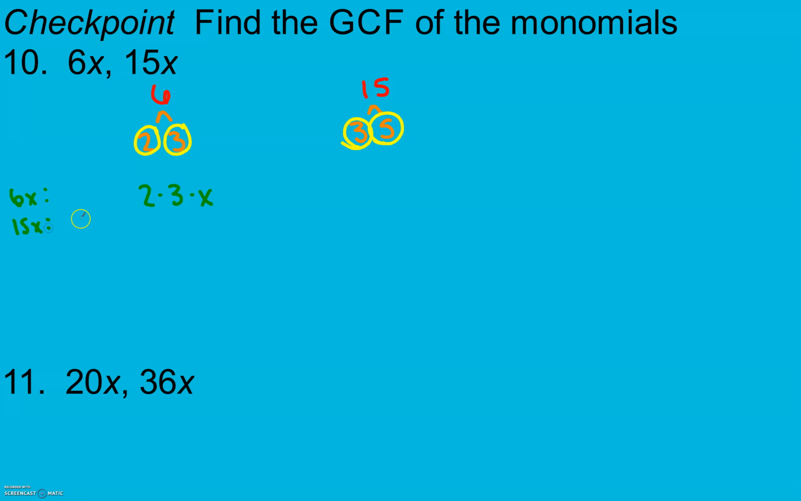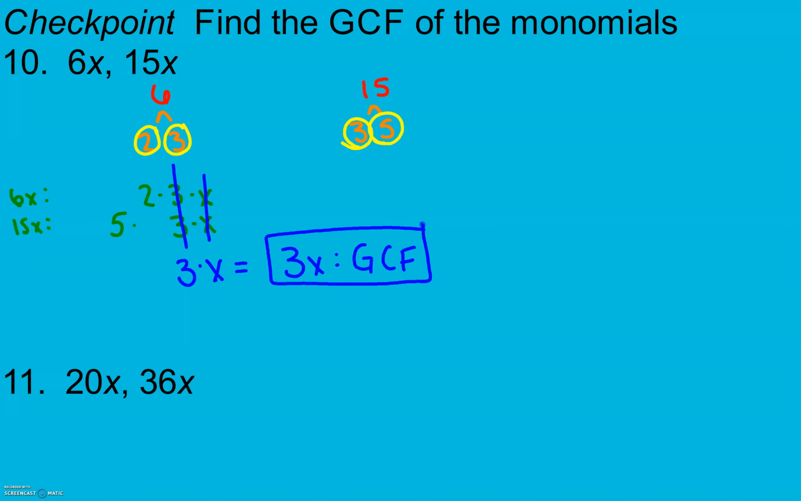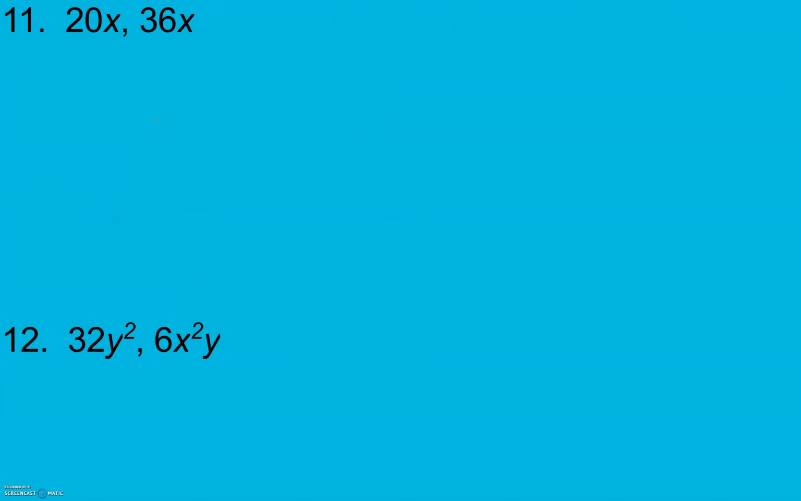15x, in factored form, I put a 3 in my 3 column, I make a column for my 5, and I put an x in the x column. So, those are my factored forms. Now I compare them. Since I have a full 3 column and a full x column, I multiply those together, and 3x is my greatest common factor. Give 11 a try.